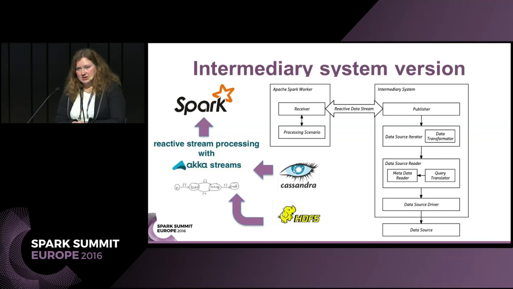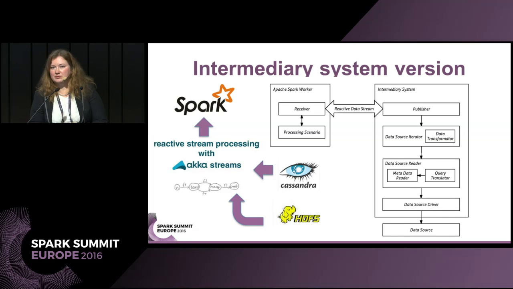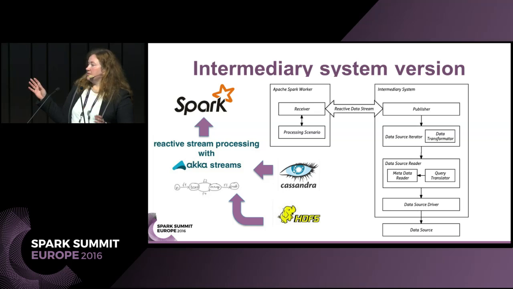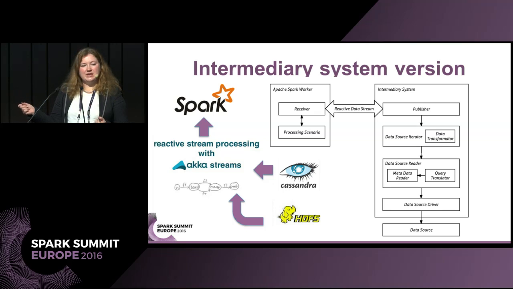What about the intermediary system version? Here we have a slightly different approach, of course, because we should choose an intermediary system. We still have the same data sources because we made the tests for Cassandra and HDFS. We used Akka Streams as the intermediary system library because they have quite an interesting concept and we can achieve more control over data locality with Akka Streams. So Cassandra and HDFS would switch through Akka Streams, and then this already prepared data goes to Spark.